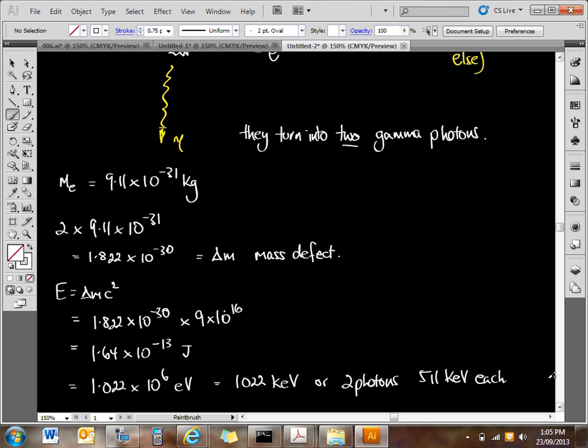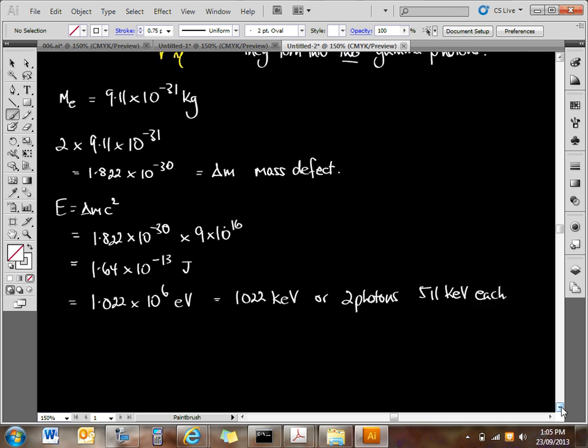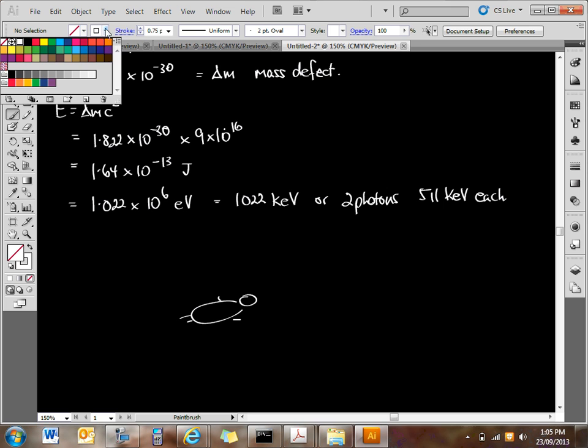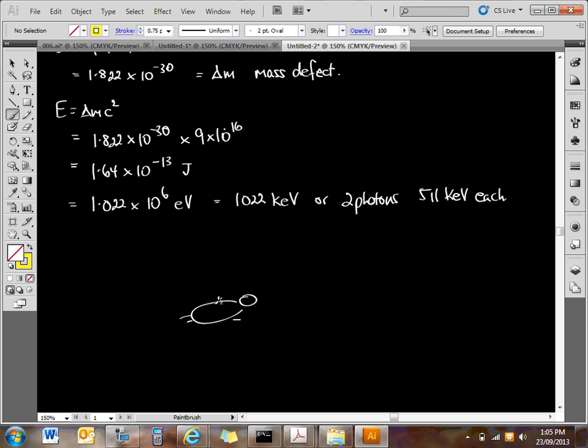Okay. So we have now, let's draw our patient again laying down. And we have gamma ray photons.